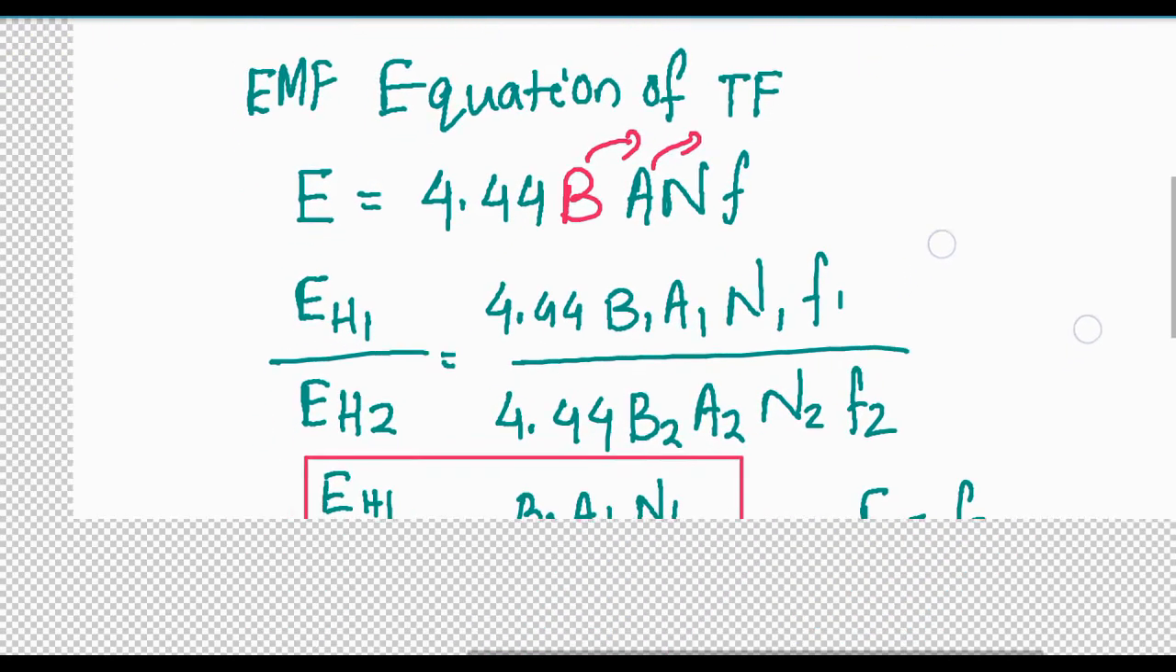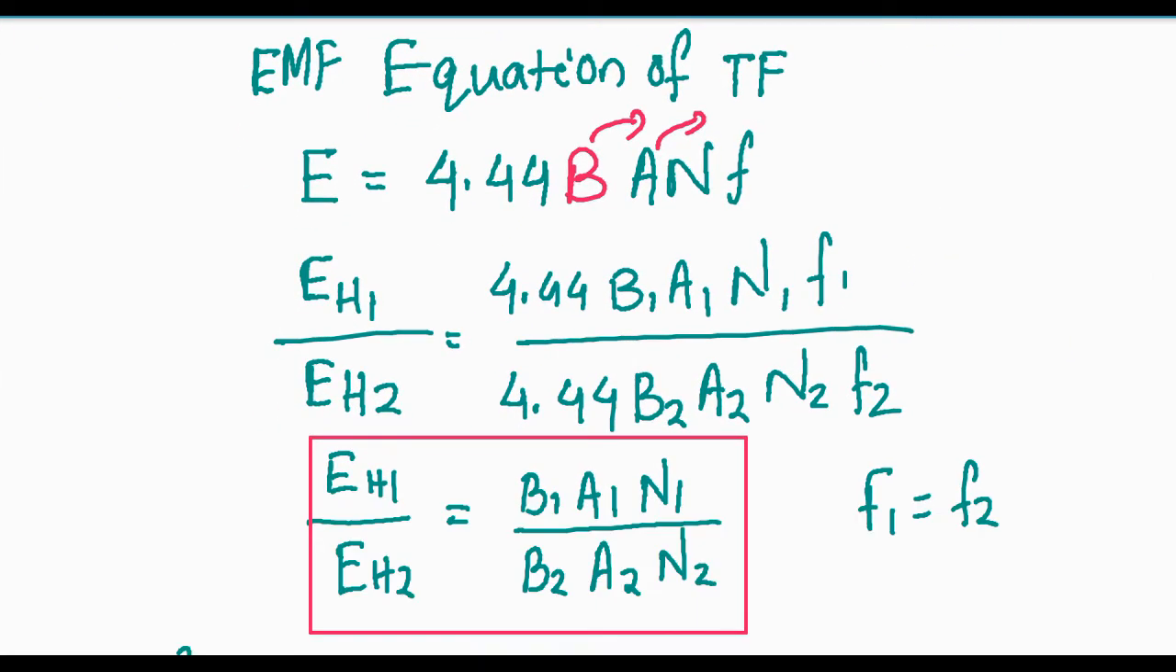Suppose we will consider the high voltage side, so we will consider two cases, first case and second case, and in both cases we will consider the high voltage side of the transformer. So EH1, that means first case high voltage side, by second case high voltage side, EH1 by EH2 is equal to 4.44 B1 A1 N1 F1 by 4.44 B2 A2 N2 F2, and here the constant will be cancelled out.